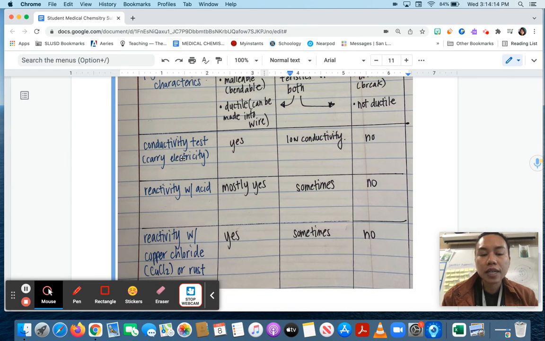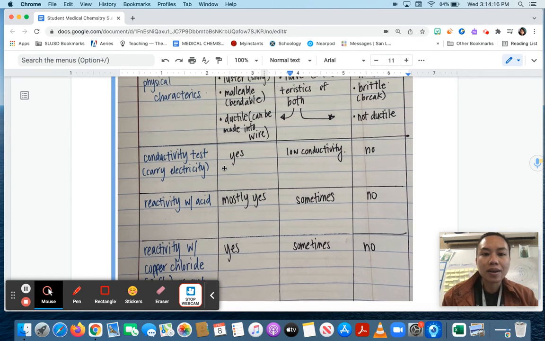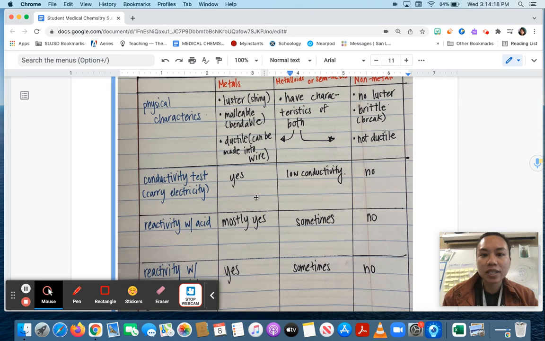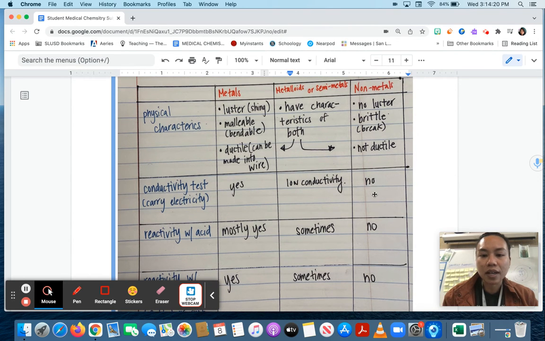So conductivity tests are about carrying electricity. Metals can carry electricity. Non-metals cannot. Metalloids or semi-metals, sometimes. Reactivity with acids: metals tend to react with acids. Non-metals do not. Metalloids, sometimes.